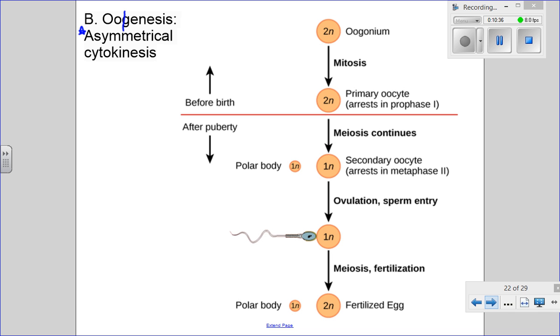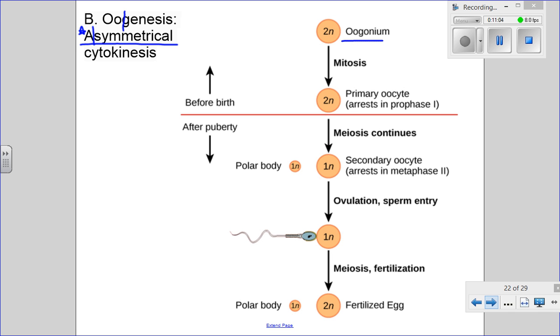And there's a very key thing that is happening in oogenesis. The key thing that is happening is asymmetrical. So if I look at the word, it has an A at the beginning, which means not, scientifically. So it is not symmetrical. So asymmetrical cytokinesis means that when cells divide, we're not getting the same amount in both of them.